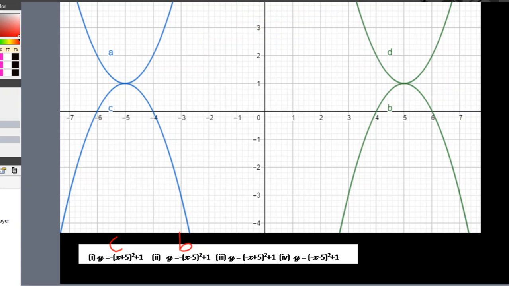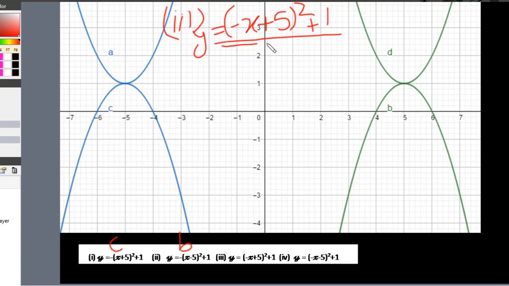For part 3, now part 3 and part 4 are slightly trickier. Part 3, y equals (minus x plus 5) whole square plus 1. Apparently it looks like the coefficient of x square is negative, but it's not. When we open this using the formula, let's just rearrange it to (5 minus x) whole square plus 1.